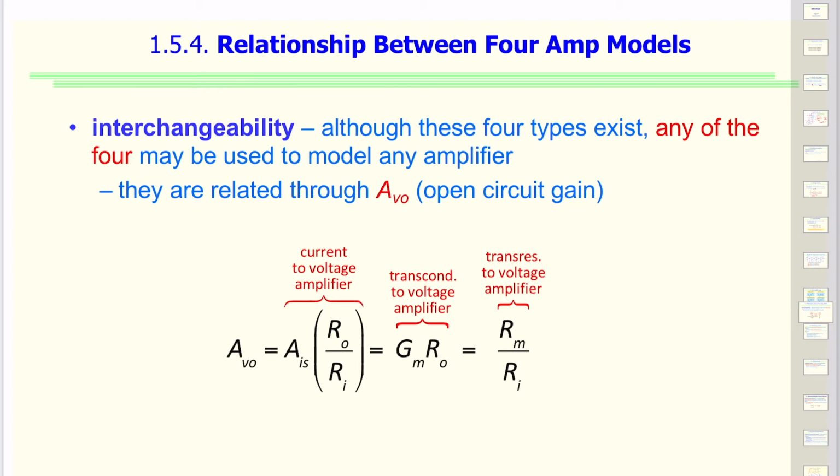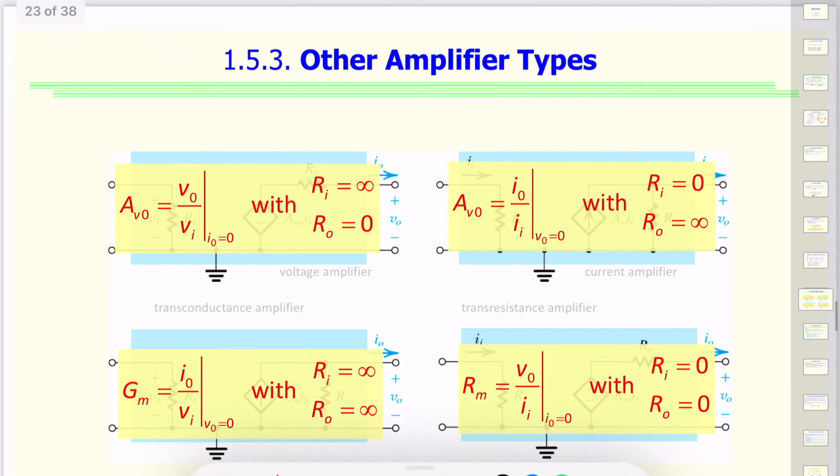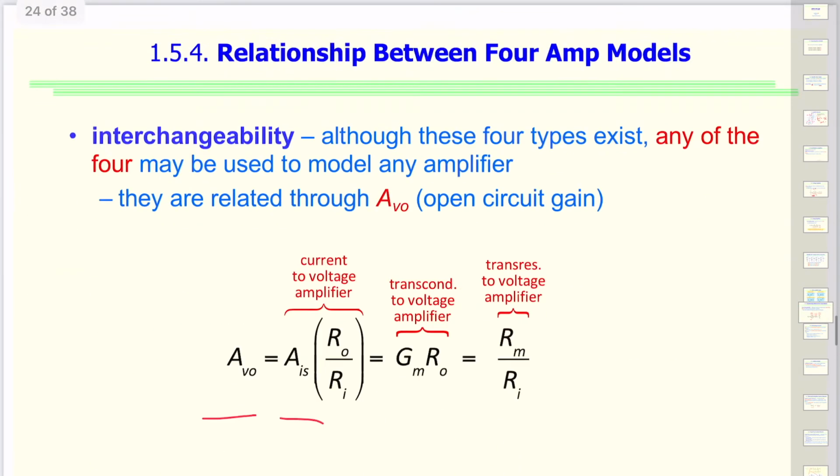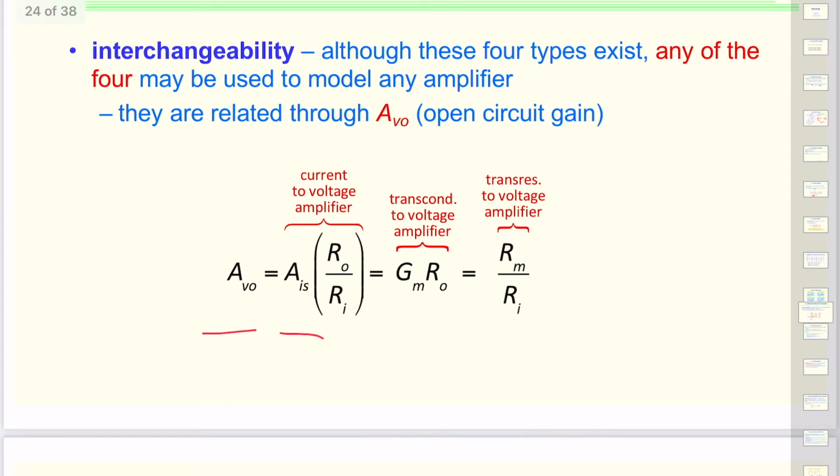So if you think about it, the short circuit gain Ais and the open circuit gain Av0 are related to each other. If we take these values and manipulate those, we can get to that relationship that's shown on this screen, where we can show that the open circuit gain is related to transconductance and transresistance amplifications.